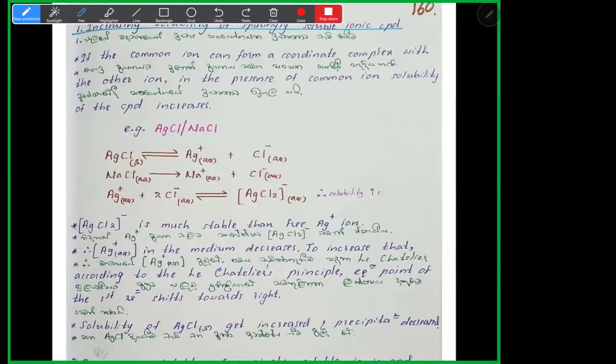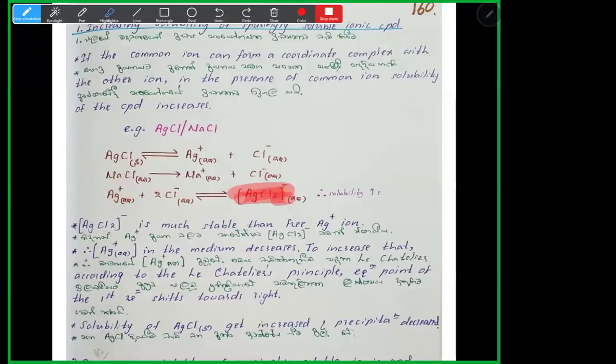When you are making complexes, the complex is more soluble and more stable, so this reaction is moving forward. AgCl is dissolving to give Ag+ and Cl-. We are adding a little excess sodium chloride to this. What is the common ion here? Cl-. That Cl- is reacting with Ag+ when it is in excess to make this chloride complex.